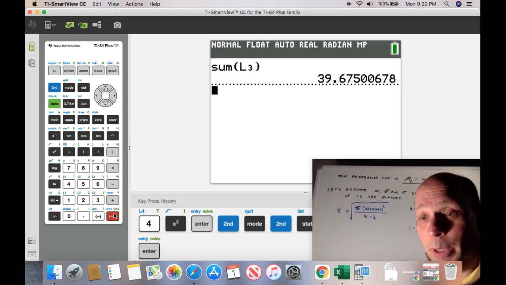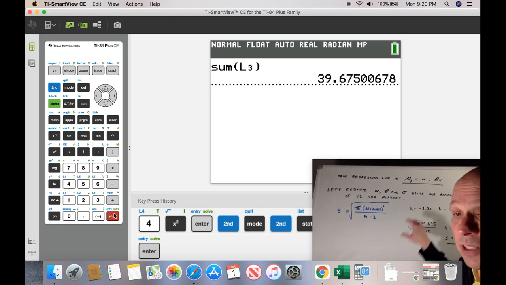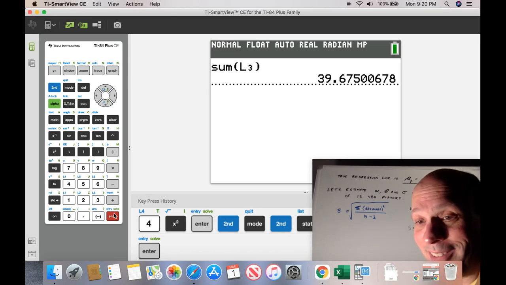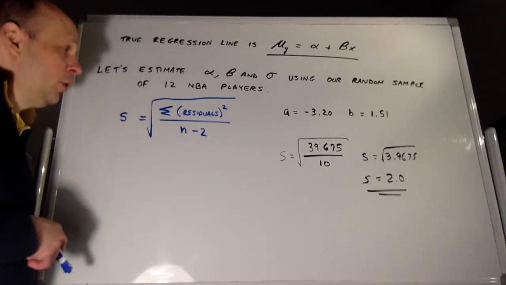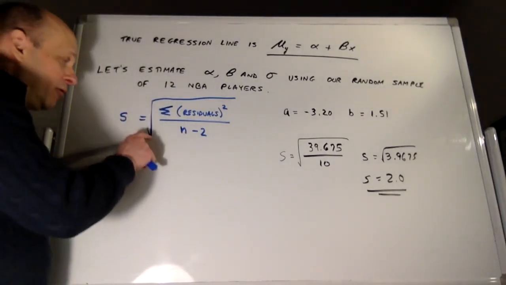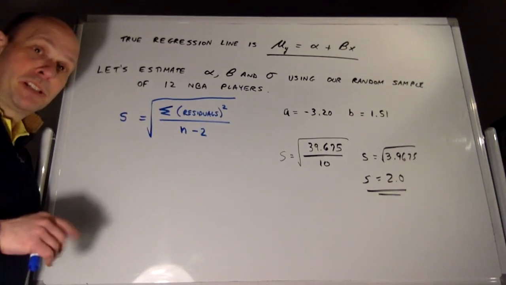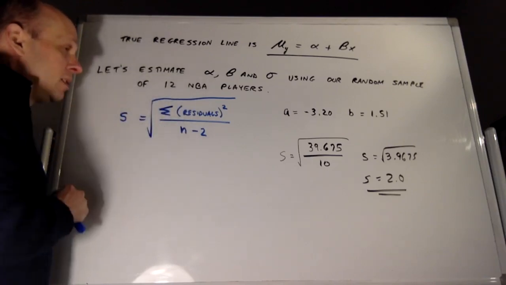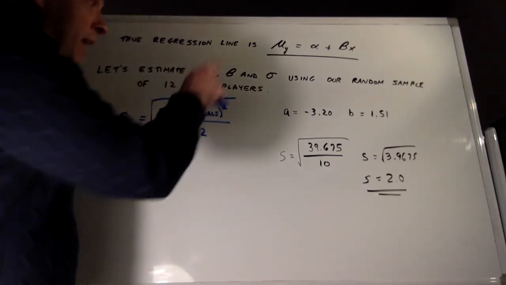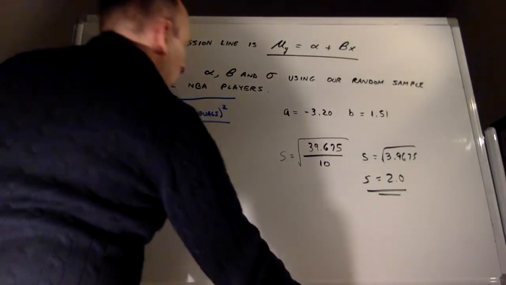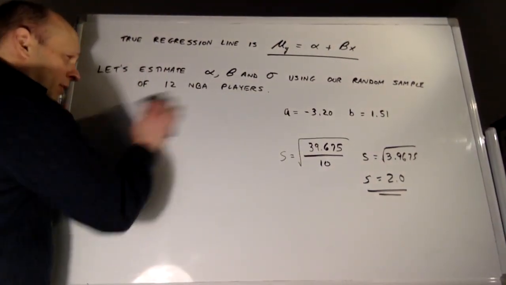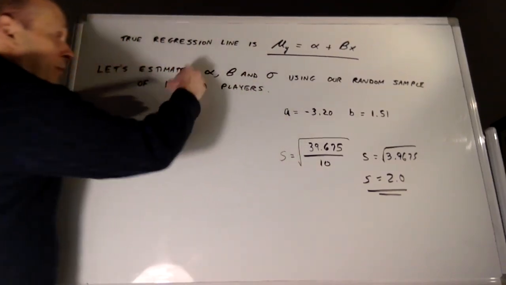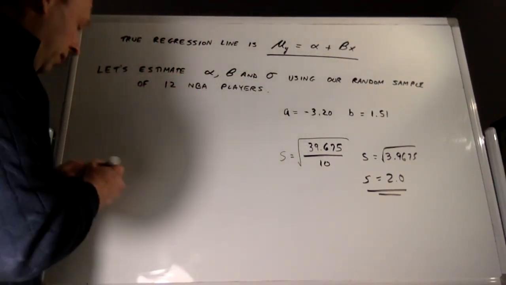All right, but let's go back to the board and capture these estimates and talk about what they mean. Again, I apologize for missing that big square root. That was a pretty big miss on my part. The big square root is part of the formula for S. But we have our values: we have A, we have B, we have S. So let's talk about what these three things really mean in context.